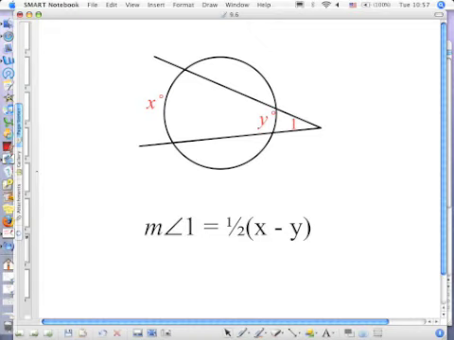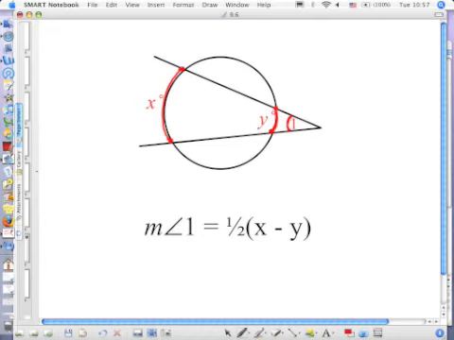What two things are forming angle 1? Two secants. But if you notice, angle 1 is outside the circle. Now, which two arcs does angle 1 intercept? Y and X. This one and this one.